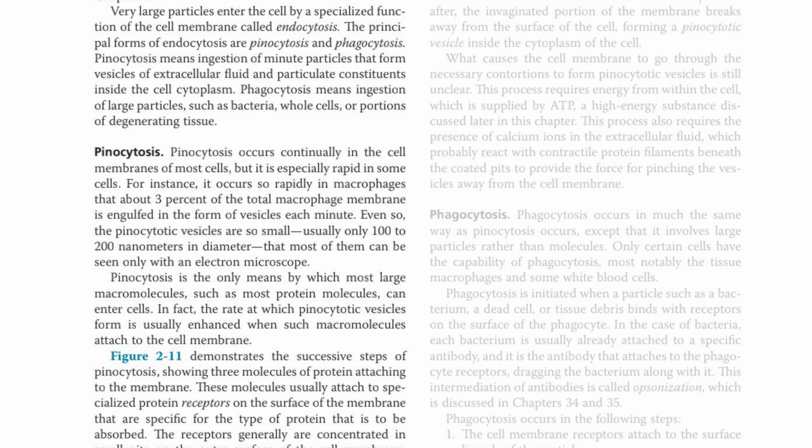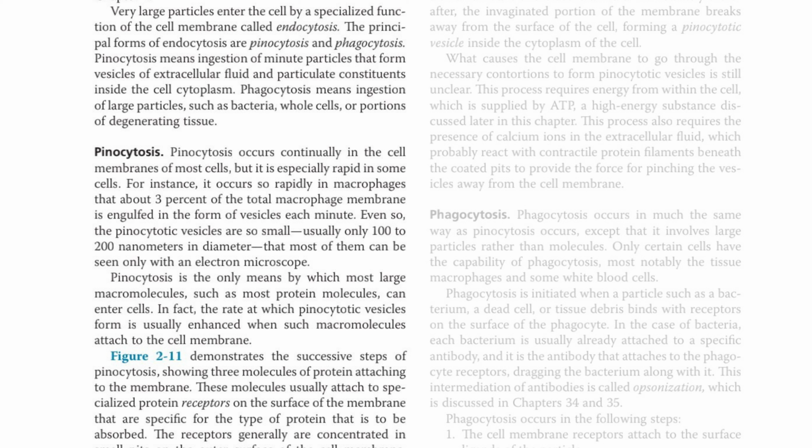Very large particles enter the cell by a specialized function of the cell membrane called endocytosis. The principal forms of endocytosis are pinocytosis and phagocytosis. Pinocytosis means ingestion of minute particles that form vesicles of extracellular fluid and particulate constituents inside the cell cytoplasm. Phagocytosis means ingestion of large particles, such as bacteria, whole cells, or portions of degenerating tissue.